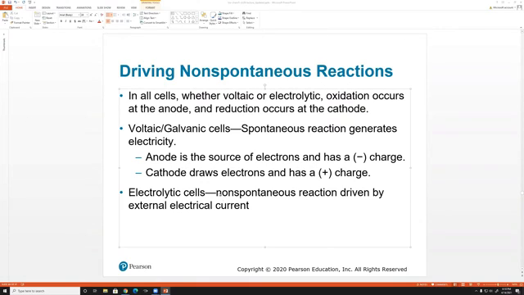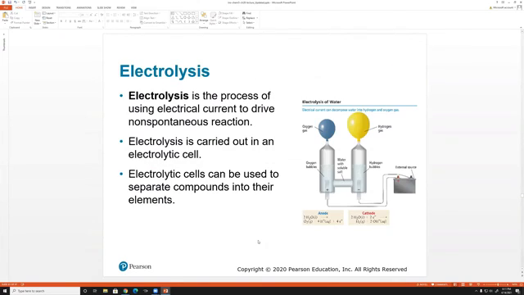So it's a non-spontaneous reaction driven by an external current. So it would be driven by a battery or plugging into the wall. Most electronics use electrolytic cells because you need to plug them into the wall, or at least use a battery that was once plugged into a wall or had some electronic source to go through that non-spontaneous reaction to create that electrical current.